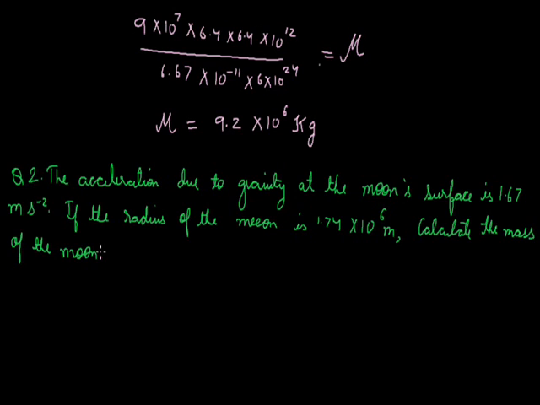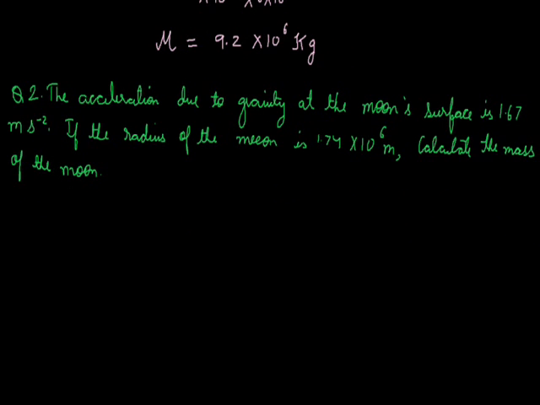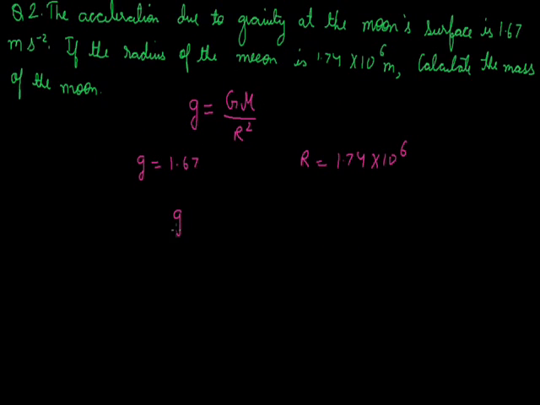Now, in this question, it is talking about the acceleration due to gravity. We all know that acceleration due to gravity is small g and it is calculated as GM over r square. Now, by this formula, we know that small g is 1.67 as per the question. Capital G has a constant value as we have used in the above question also, and R is given to us in the question, that is 1.74 into 10 raised to the power 6. So by substituting these respective values we can get the value of capital M.